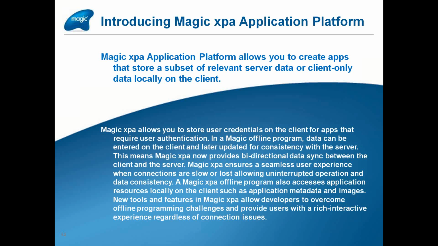And in a Magic offline program, the data can be entered on the client and then later updated for consistency with the server. And this means that Magic XPA, of course, is now providing bidirectional data sync between the client and the server. Magic XPA is ensuring a seamless user experience when connections are slow or lost, allowing uninterrupted operation and data consistency. So these are really key concepts to think about.